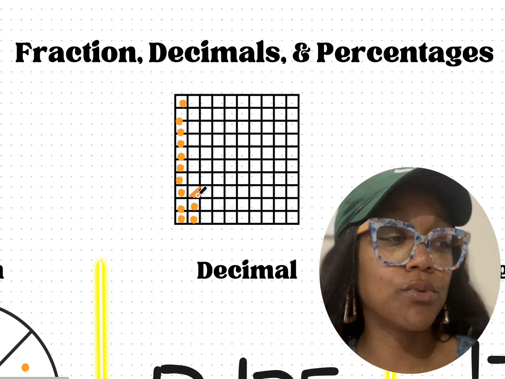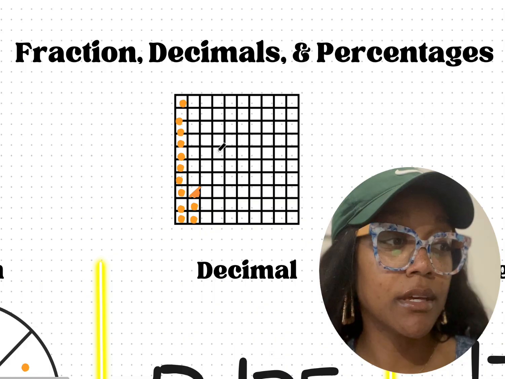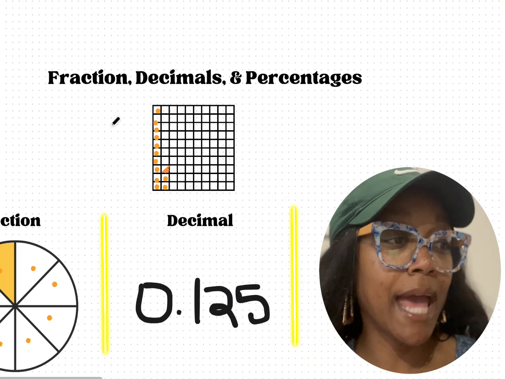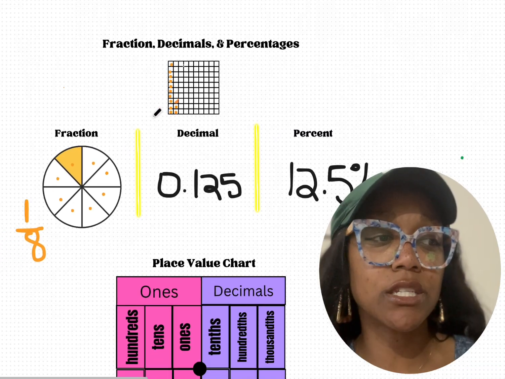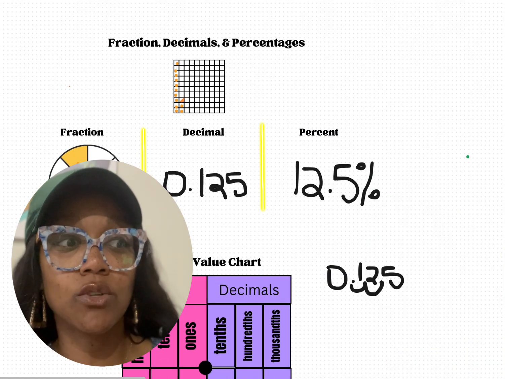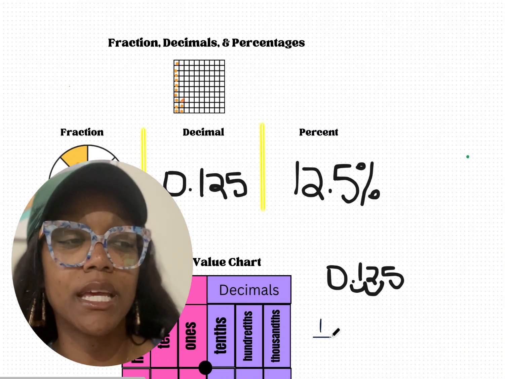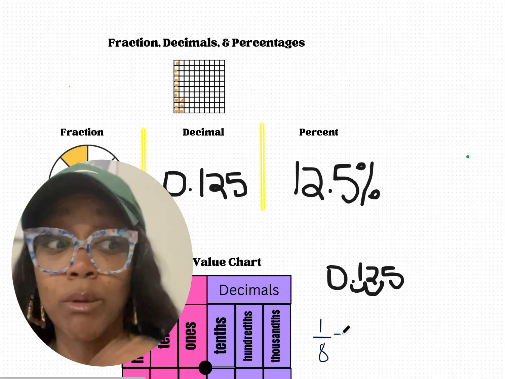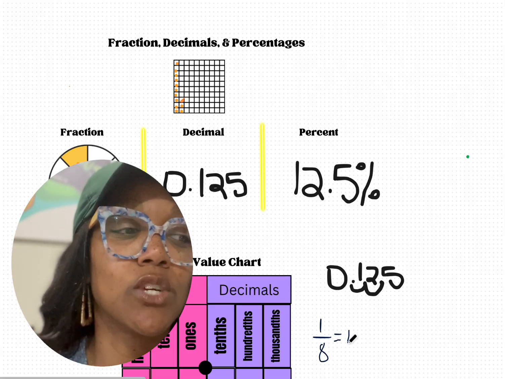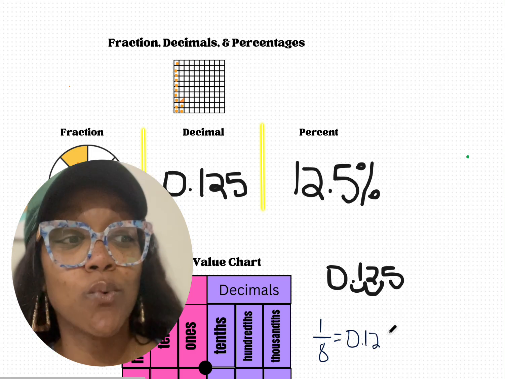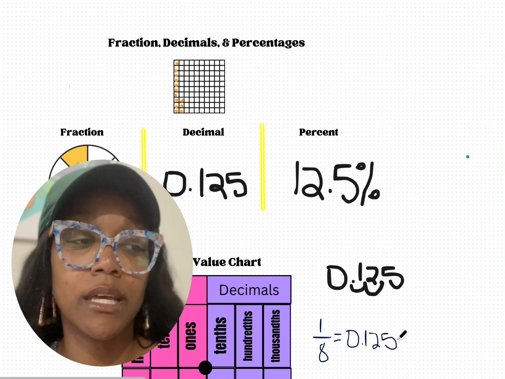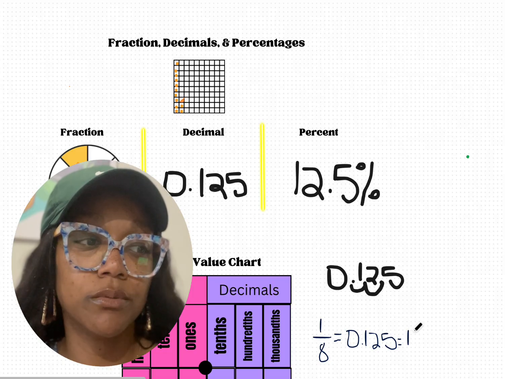And then now the student can write their fourth statement. Our fraction was 1/8. So we know, and this is one of our benchmark fractions, and the students will start realizing that 1/8 is 0.125 and 12.5%. They'll start seeing that pattern and just memorizing it. But 1/8 is equivalent to 125 thousandths, which is equivalent to 12.5%. They're all equal.